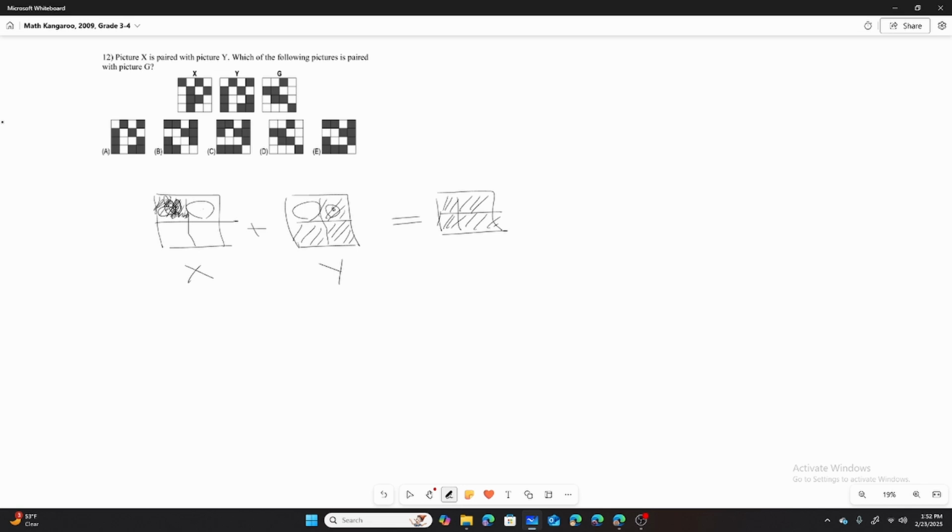So let's look at G. On the first row of G, this part is shaded. So out of A, B, C, D, E, which one is such that this part and this part have to be black, and this part has to be white.